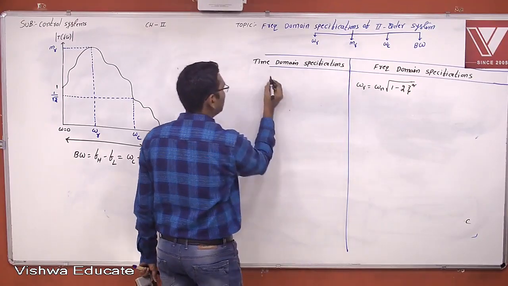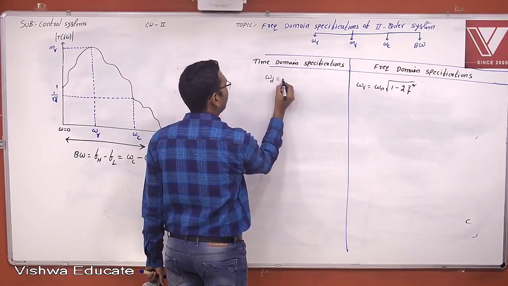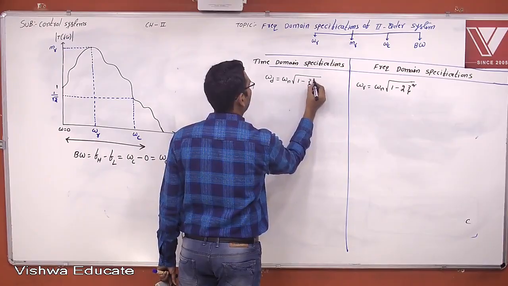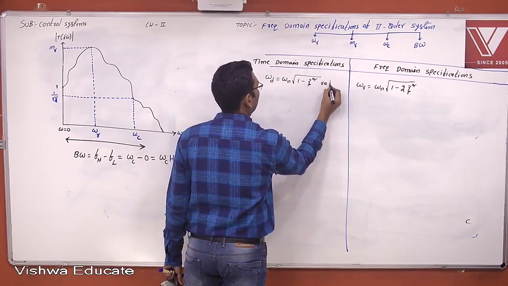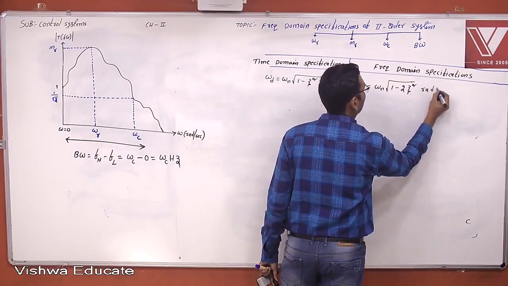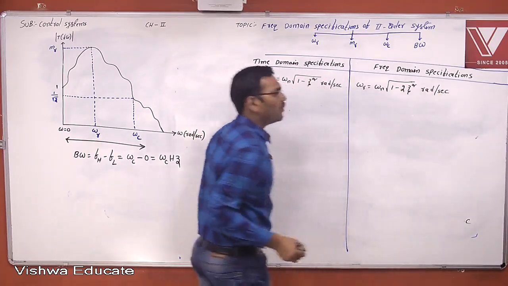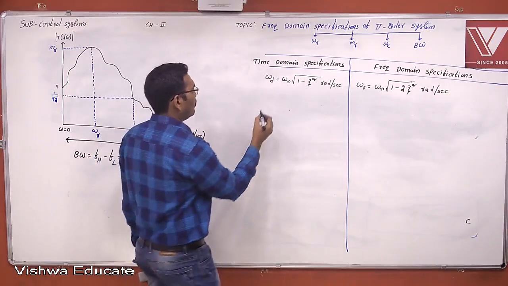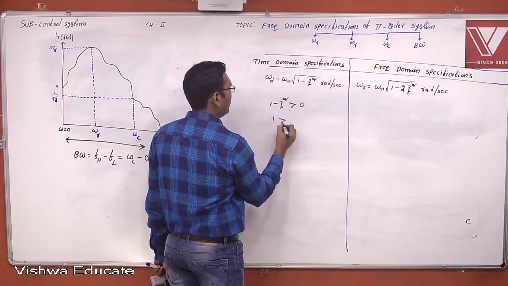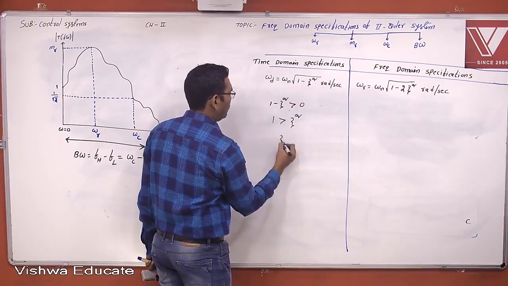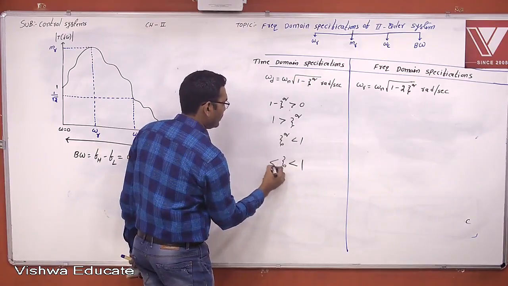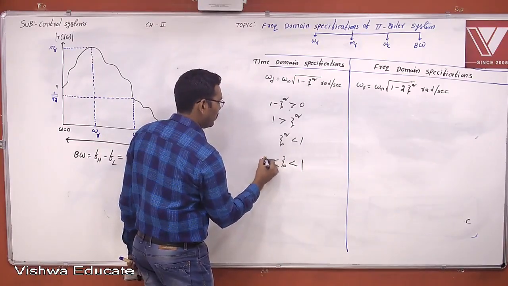Now the time domain specification is the damped frequency of oscillations, omega n into square root of 1 minus zeta square. Now one important point here. 1 minus zeta square is greater than 0, so 1 is greater than zeta square, zeta square is less than 1, zeta is less than 1, but don't take the negative value, take positive.